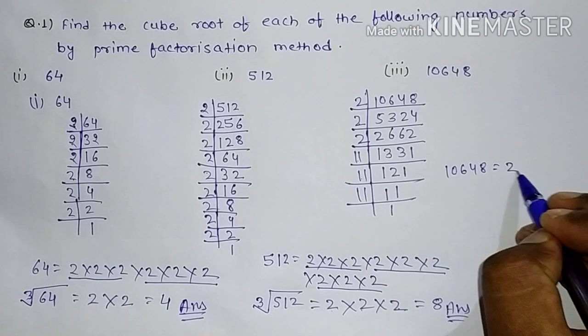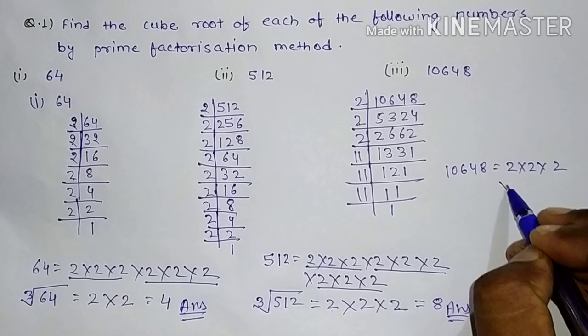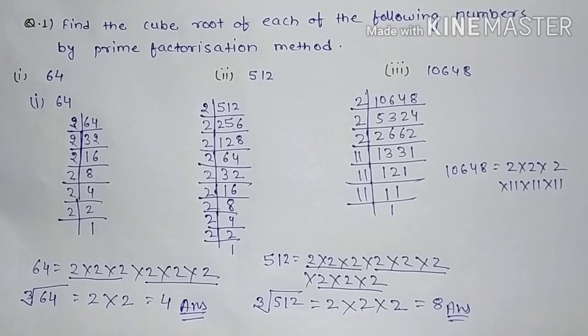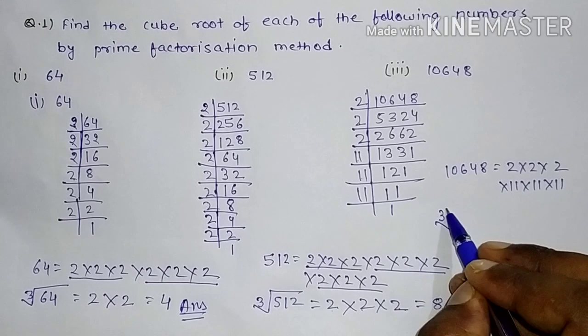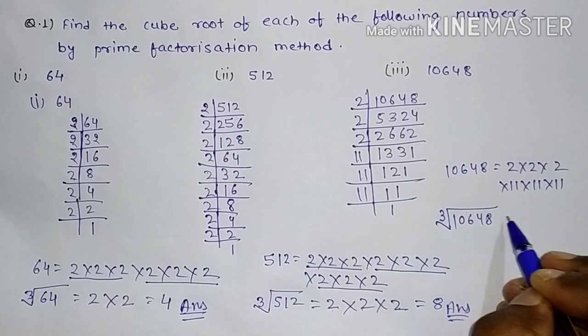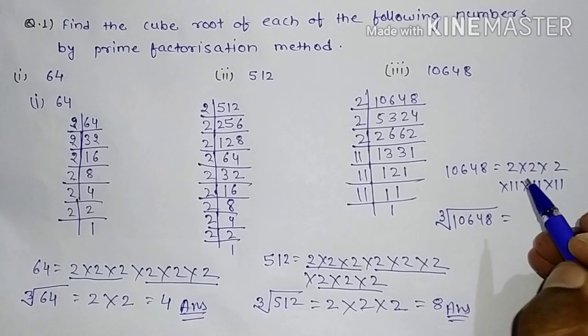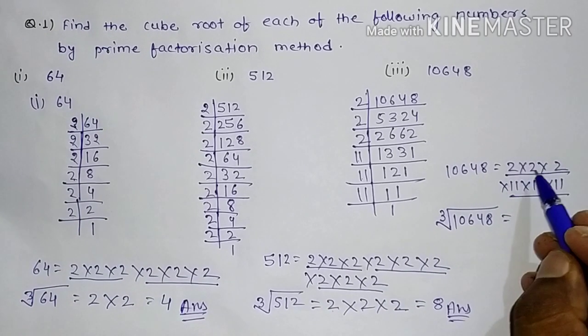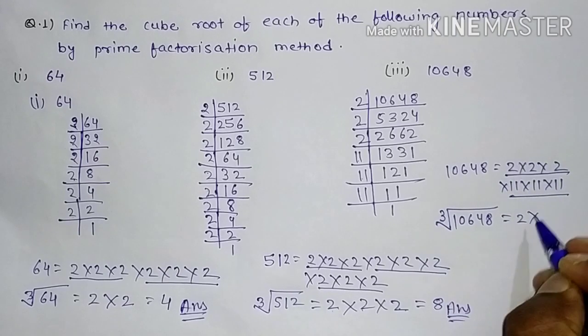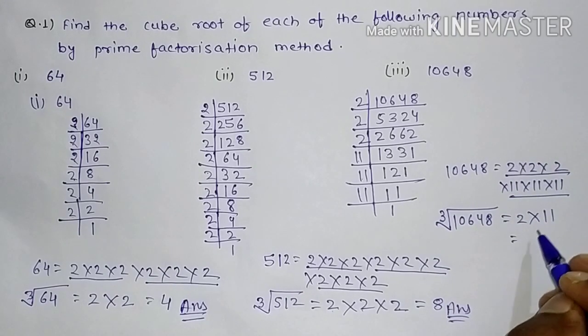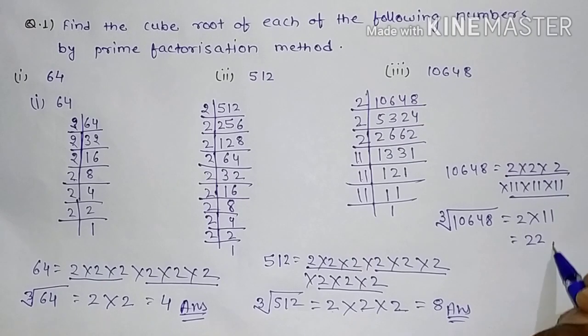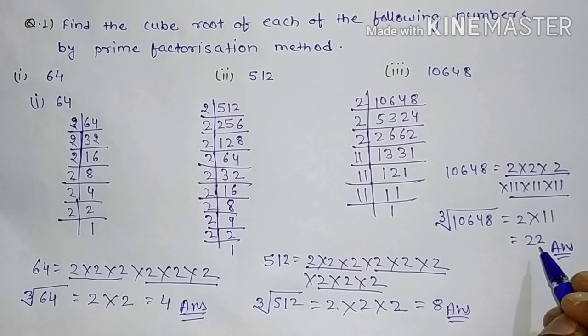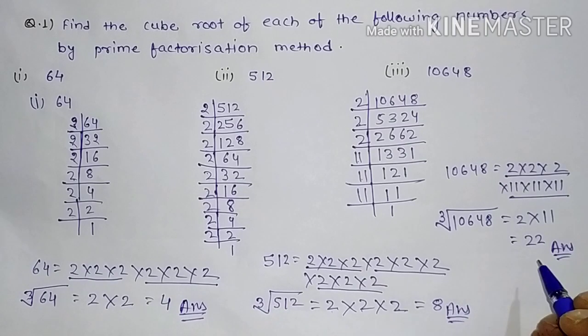So here we can write, now again we have to find the cube root of 10648. Again we have to make triplets here. So this is the first triplet and this is the second triplet. So we can take 2 from the first triplet and 11 from the second triplet. 2 into 11, that is 22. 22 is the answer, the number whose cube is 10648. Now 22 is the answer. Similarly, next question, that is question number 4.